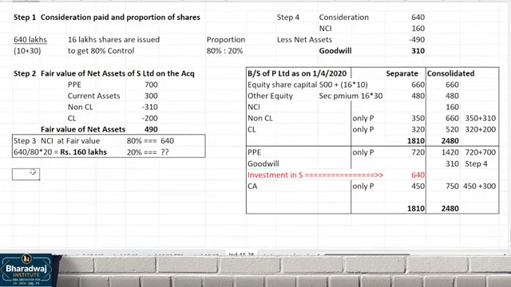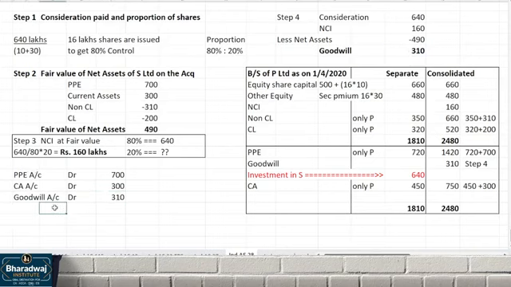If a consolidated balance sheet journal entry is asked: plant property equipment account debit, don't copy this, just for your reference. PPE account debit, look at how much the subsidiary company has, 700. Then current assets account debit, what is the current asset value? 300. Goodwill account debit, how much goodwill have we recognized? 310 recognized. To non-current liability.